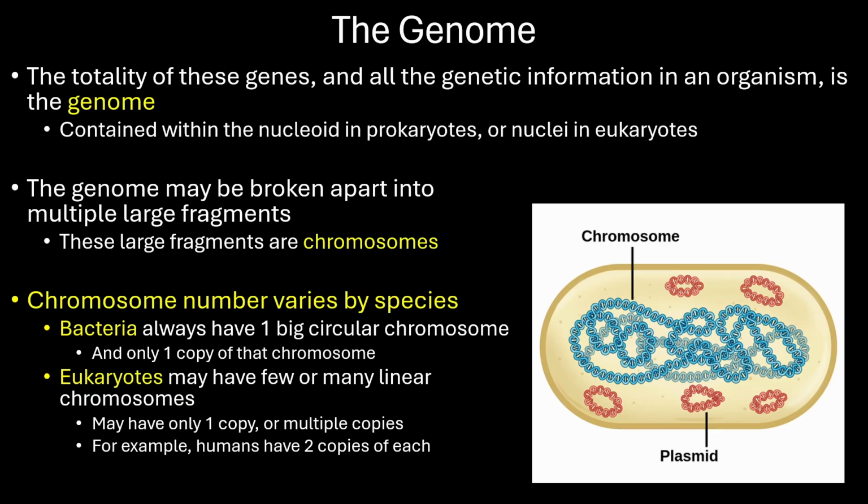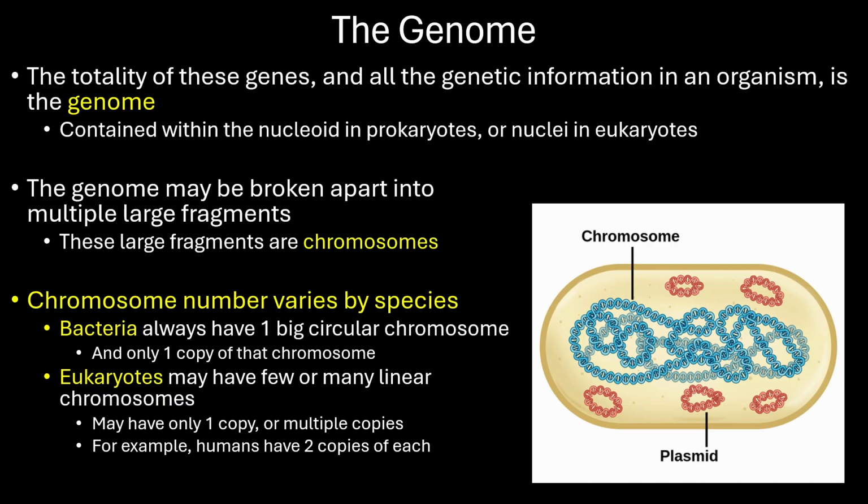Now the number of chromosomes is going to vary a lot by species. Bacteria always have one big circular chromosome. I really want you to remember that bacterial genomes are circular, a single chromosome. Usually, they only have one copy of that chromosome, but that can vary. Some species can have multiple copies. Eukaryotes, though, may have a few or many chromosomes that are not circular, but linear. They are a single strand that has a start and an end. That's not the case for bacteria and archaea, because those ends, the start and the end position, come together and fuse to form a circle.